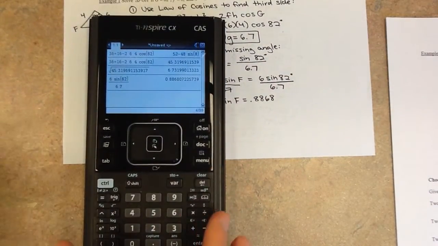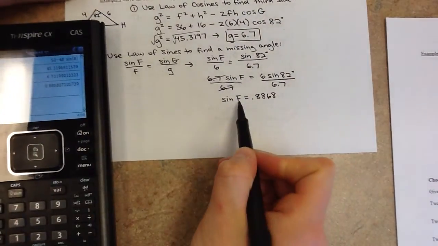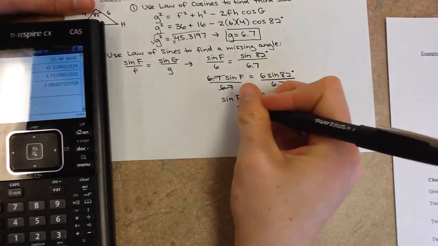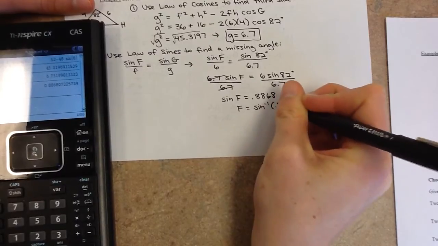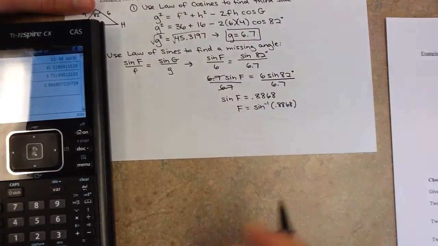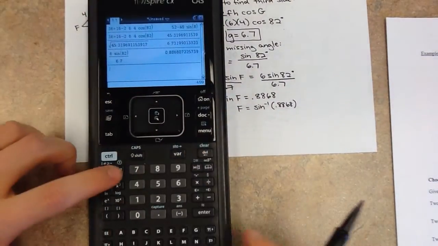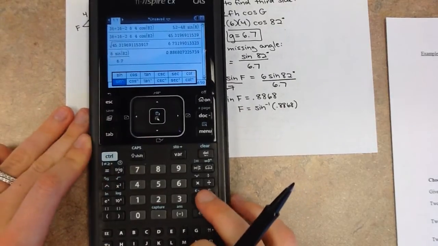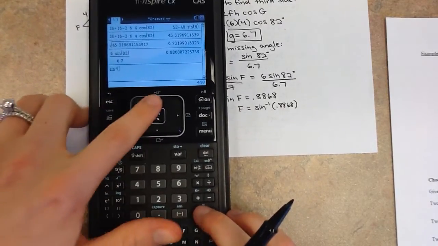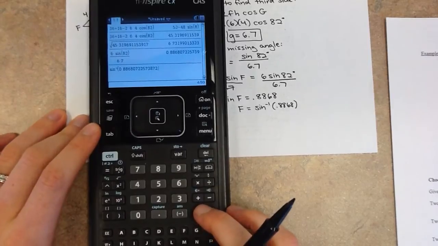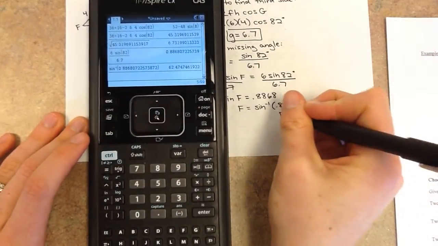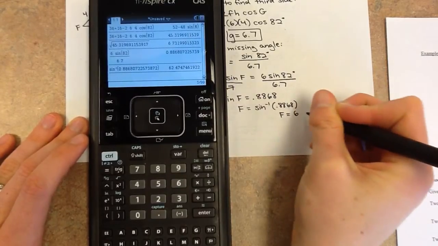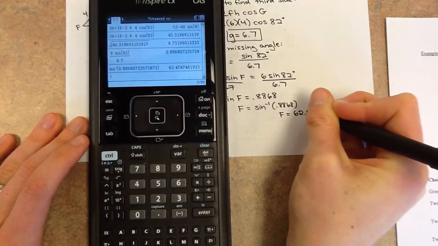So now here's what we do. If it's the angle that we're missing, you do inverse sine of this right here. Okay, so let's plug that in. So in our trig menu, we get the inverse sine. And now this is where we can just copy and paste this so we get a super precise answer. Okay, so for f, we get about 62.5 degrees.